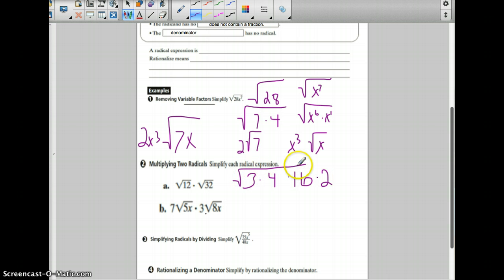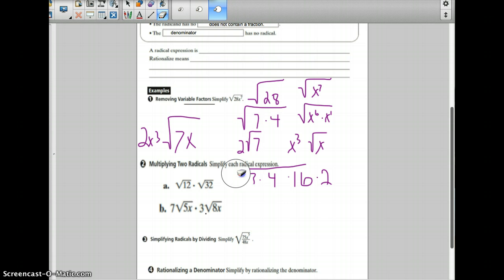So we look here, and what perfect squares do we have? We've got 4 and 16. Well, the square root of 4 is 2. The square root of 16 is 4. And then we have the 3 and the 2 that are both prime numbers, so they are not perfect squares. So they are going to have to be left inside the radical as 6. And then 2 times 4 is 8. So we have 8 root 6 is the square root of 12 times the square root of 32 in simplest radical form. Let's try the next example. I'm going to erase this.